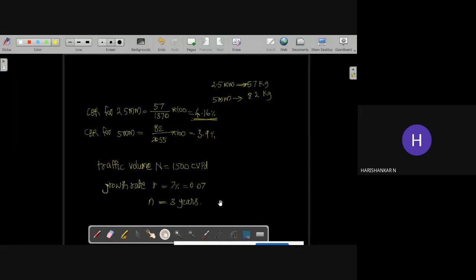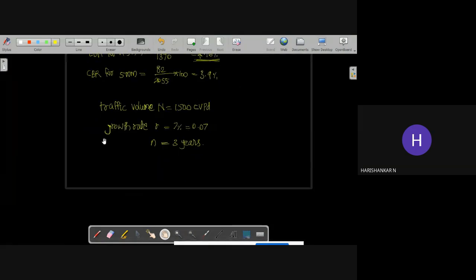If it's in IRC method, then how will you solve the same problem? That also you can see here. You should have the lane distribution factor and the vehicle damage factor, but it's not given because in the question they have not asked to do the problem based on the IRC method. They have asked for doing it in the CBR method. So in CBR method, you need not do all these. In the graph, these are not significant. So D value, F value, you should assume.